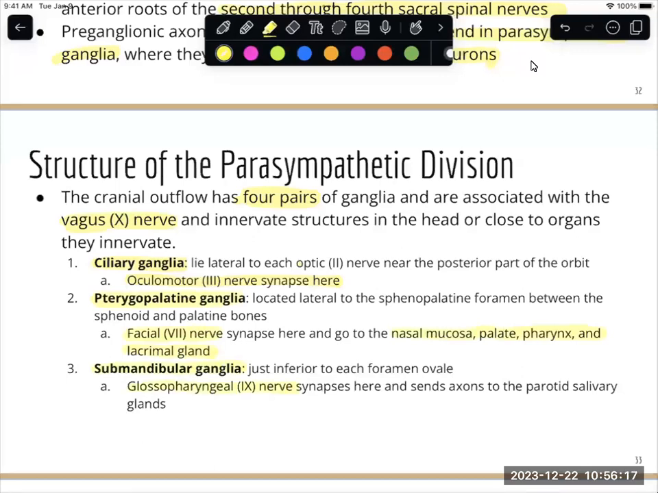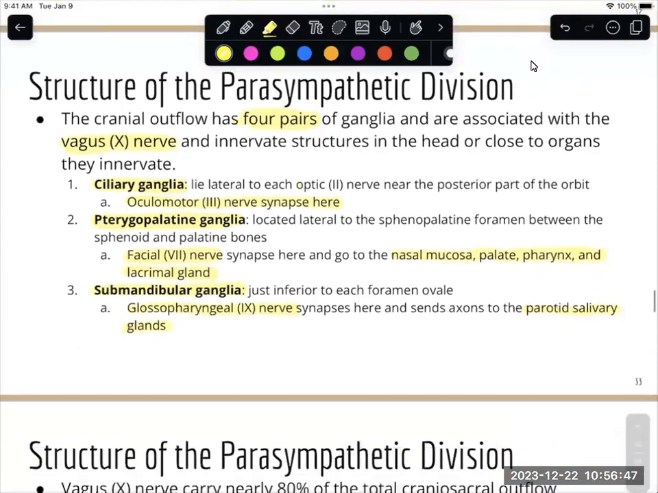glossopharyngeal, cranial nerve 9, sending information to that parotid gland, which is out near the angle of your mandible, is where you'll get that parotid salivary gland. And that glossopharyngeal nerve is sending that information and getting those parasympathetic fibers in that submandibular ganglion.